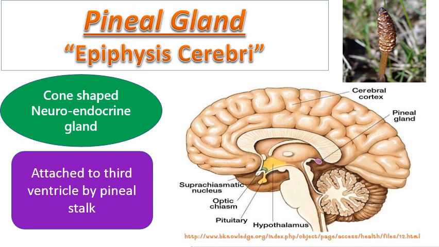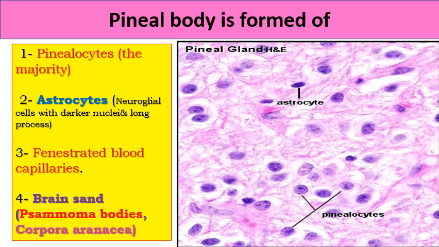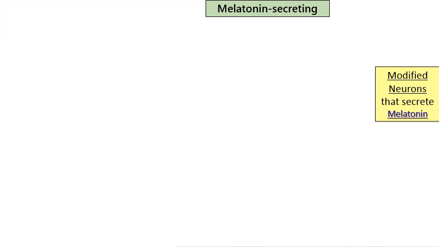Pineal gland, or the epiphysis cerebri. It is a cone-shaped neuroendocrine gland like a pine cone. The pineal gland is attached to the third ventricle by the pineal stalk. It is formed of pinealocytes, which are the major cell, astrocytes, branching neuroglial cells for support with dark nuclei, fenestrated blood capillaries, and brain sand or psammoma bodies or corpora arenacea.